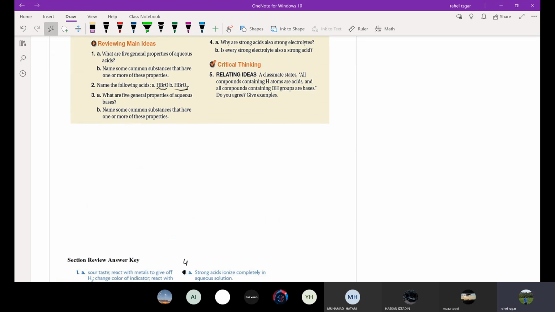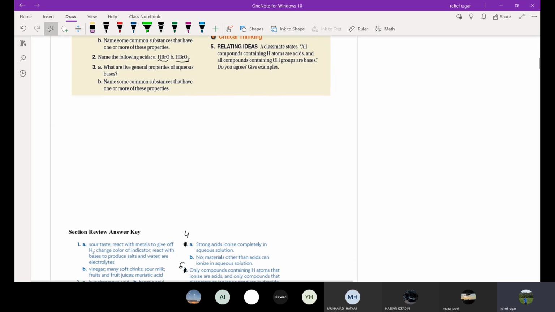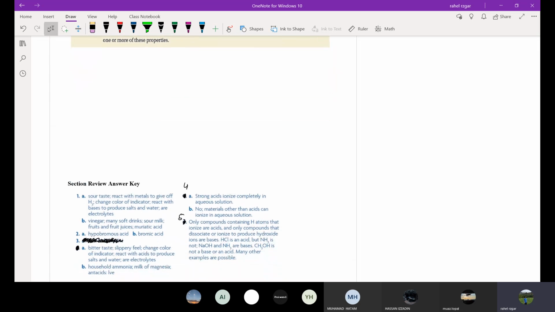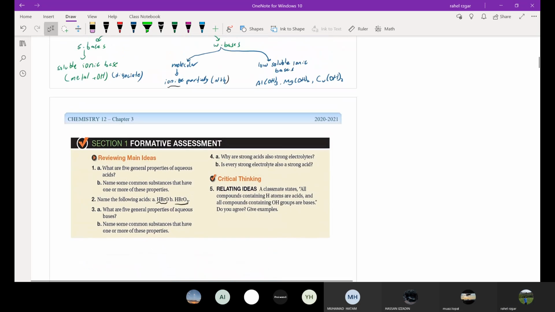All right, question 3 says, what are the 5 general properties of aqueous base? So again, the 5 properties of base: taste bitter, slippery, change color of indicators, react with acids, and electrolytes. Name some common substances that have one or more of these properties. Just name the bases: ammonia, milk of magnesia, antacids, and things like that.